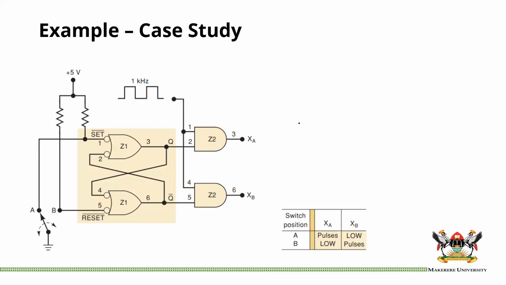So let us look at a case study. This is an interesting case study, and it's almost like an enable circuit, essentially. Here we are using an NAND gate.